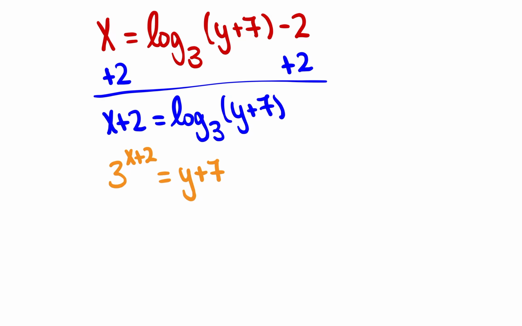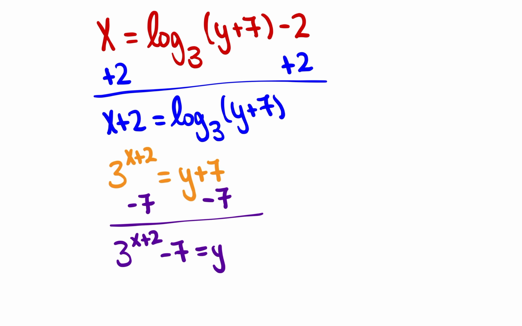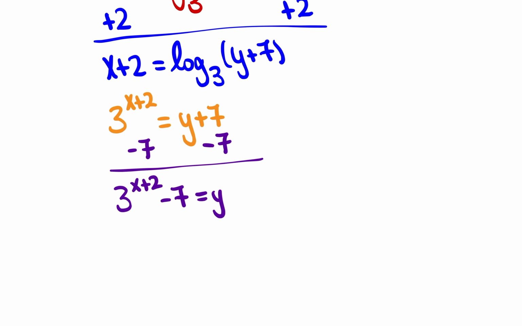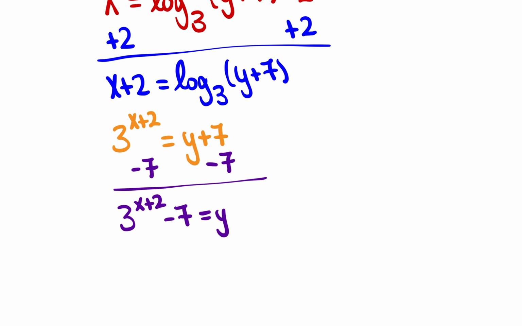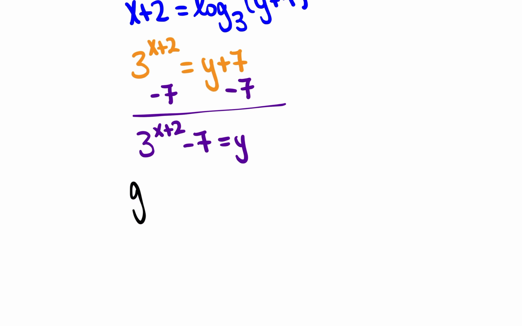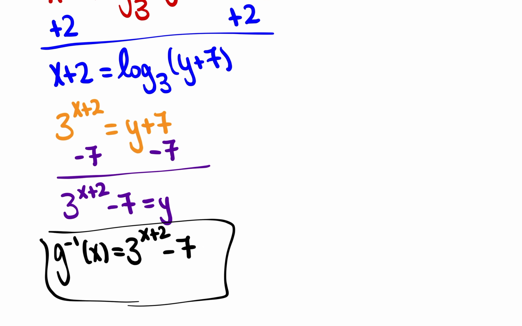My next step is to then subtract 7 on both sides. Keep in mind that the 7 and the 3 are not like terms, so keep them separated. And this will leave you with 3 to the power of x plus 2 minus 7 is equal to y. So did I get y all by itself? Yes, I did. So my final step is to rewrite this to be the inverse of g of x. So I have the inverse of g of x is equal to 3 to the power of x plus 2 minus 7. Let's go ahead and box that in.